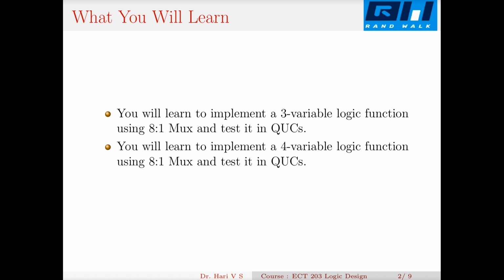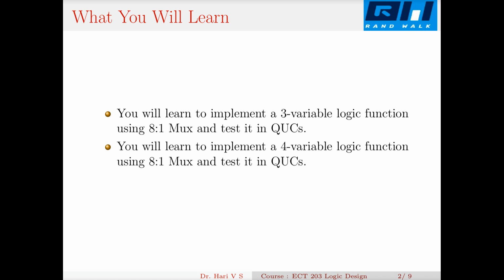So what that says is, suppose I have a function f in say a, b, c, that's a function in 3 variables, I can implement it with an 8:1 multiplexer. The idea is I can apply that a, b, c to the 3 select lines s2 s1 s0, and I can implement the logic function. So at the output y I will have the logic function. Then you will learn to implement a 4-variable logic function using 8:1 mux and test it in QUCS.